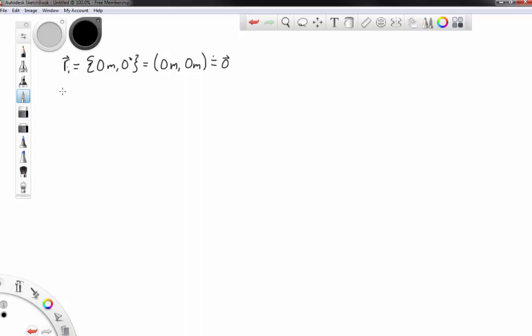The initial velocity was given to us as being at 5 meters per second in the 30-degree direction, and the acceleration is given to us as being 2.0 meters per second squared in the 225-degree direction.